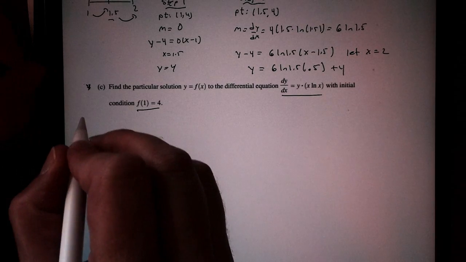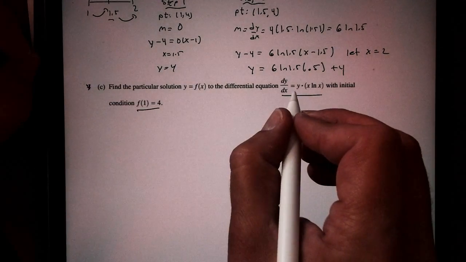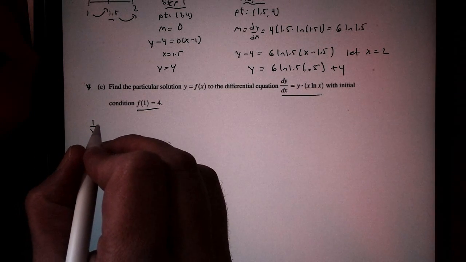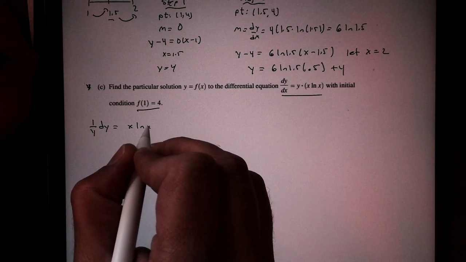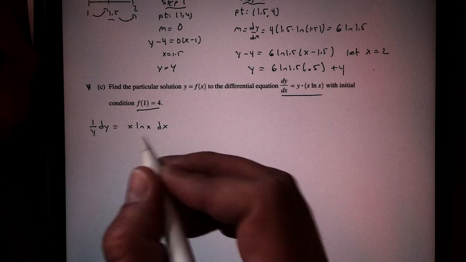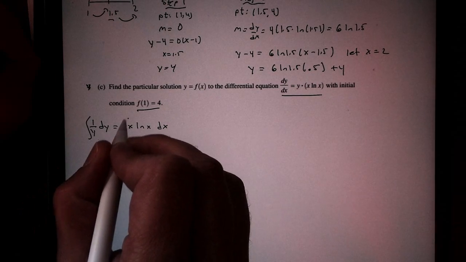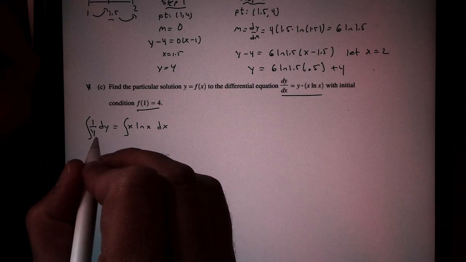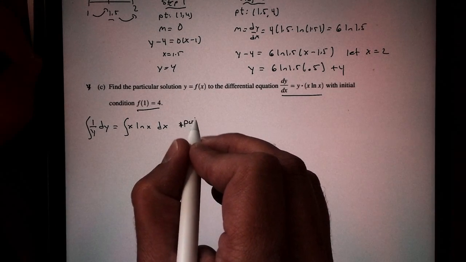So the first thing we are going to do is separate our variables. Y's to one side, x's to the other. And that's going to become 1 over y dy equals x natural log of x dx. Now normally the AP will give you a point for this. We're going to integrate both sides. This side is very easy to do. But I want to focus on this part. Literally, this is integration by parts.